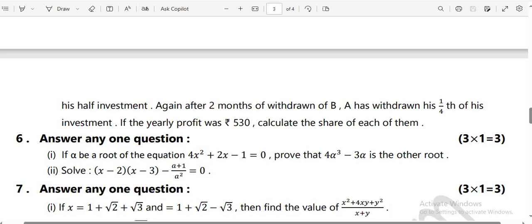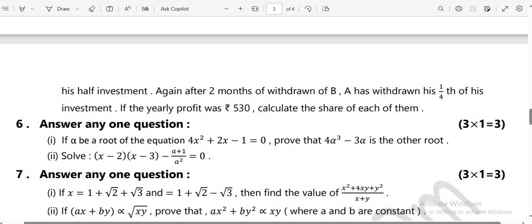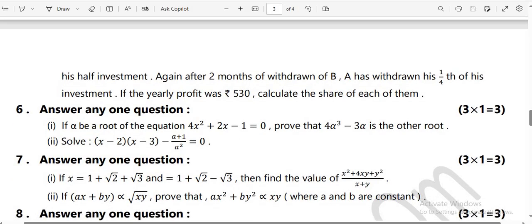Answer any one question. 3 into 1 is equal to 3. Each question carries 3 marks. 1. If x is equal to 1 plus root 2 plus root 3 and y is equal to 1 plus root 2 minus root 3, then find the value of (x square plus 4xy plus y square) by (x plus y). 2. If ax plus by is proportional to root over xy, prove that ax square plus by square is proportional to xy, where a and b are constants.